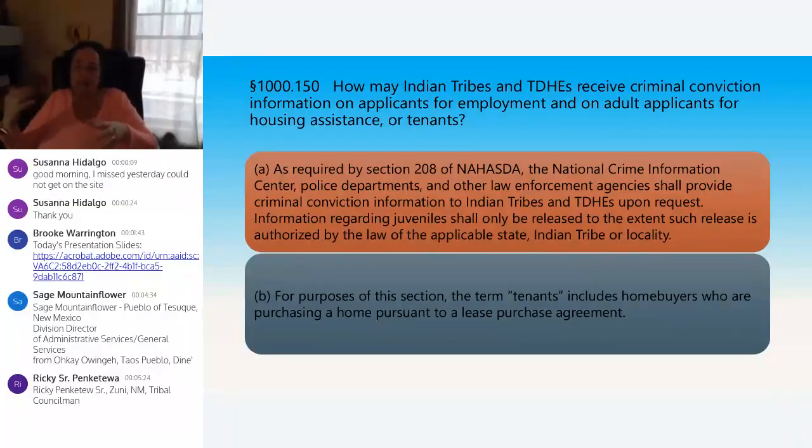So, how do tribes and TDHEs receive criminal conviction information on adult applicants for employment and housing assistance? It is through the NAHASDA statute that allows us to get information from the National Crime Information Center. Now, it'll vary from place to place. A lot of tribes, if they have gaming, already have a way to get that information. Some go through their police departments. Some go through courthouse records. You have to find out the mechanism that works in your area. Call your other pueblos. Call your other places. Ask, do you do this, and how do you get your information?